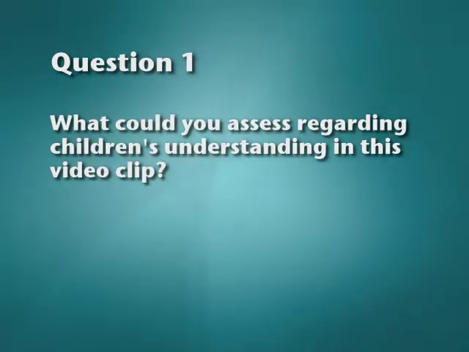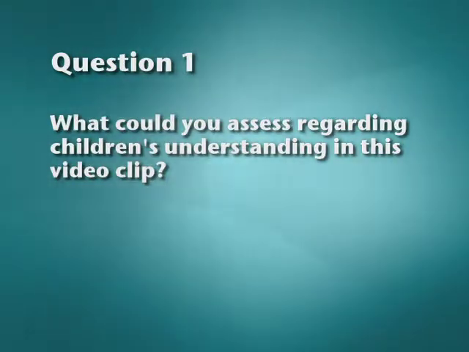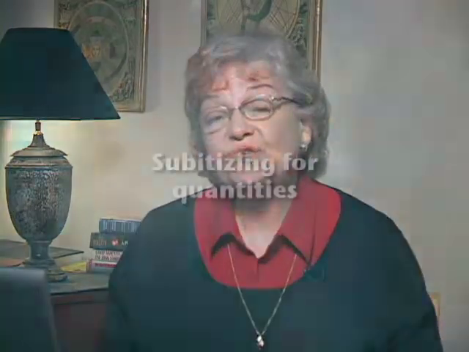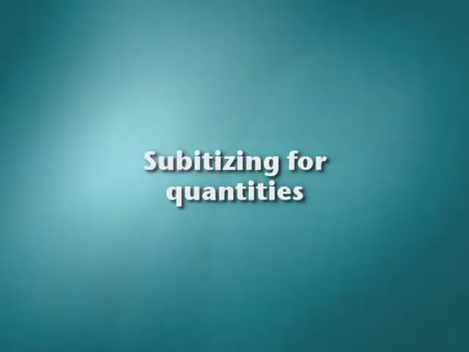Let's start first with the first question. What could you assess regarding children's understanding in this video clip? Well, there are quite a few math objectives, number objectives that you could assess using this videotape. The first one that comes to mind is this idea of children subitizing for quantities. So for instance, when we rolled the die and they said they could put in 2, did they have to count out those 2, or could they just immediately take 2 objects and know that was 2? Or when they rolled the die that had 3 pips on it, could they look at it and just go, oh, that's 3, without having to count each one of those?